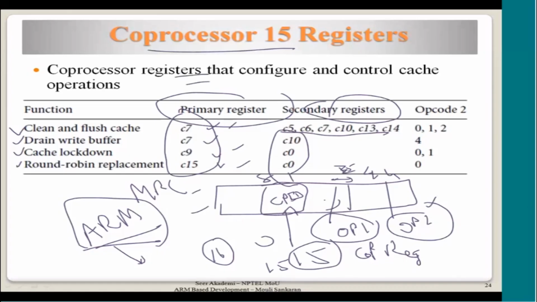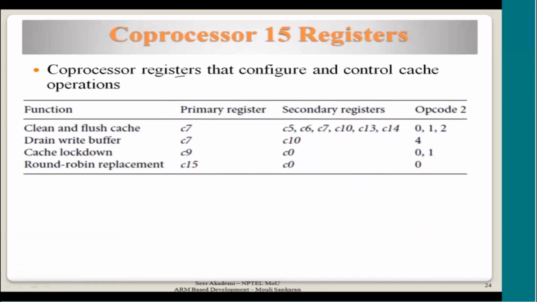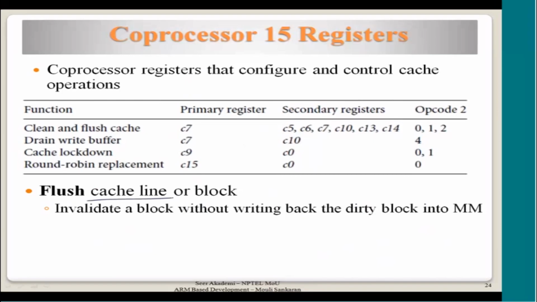Okay, what needs to be written into it, then the cache will behave that way. So this is how the configuration of cache happens. Now, what is a flush cache line job? These are some jobs. I am explaining clean and flush. I think it is better to understand this.